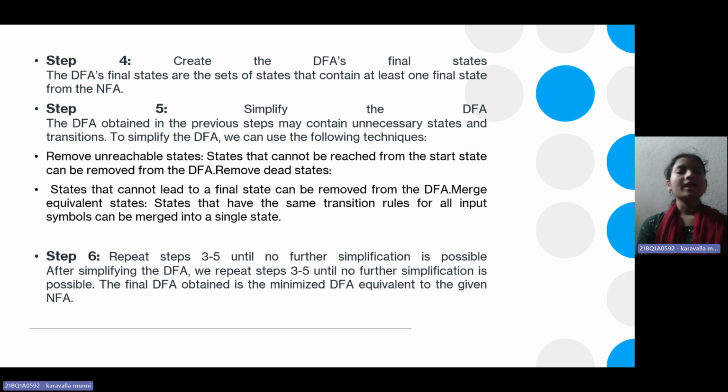Step 6. Repeat steps 3 and 5 until no further simplification is possible. After simplifying the DFA, we repeat steps 3 and 5 until no further simplification is possible. The final DFA obtained is the minimized DFA equivalent to the given NFA.